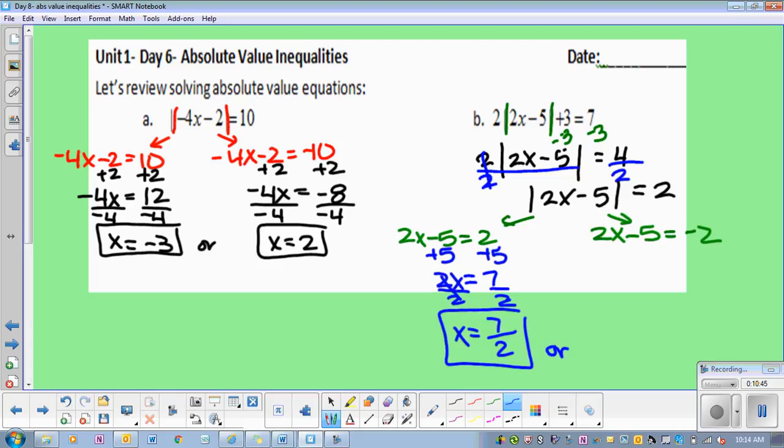Alright. And on the other side, add the 5. So you have 2x equals negative 3. And then when you divide it by 2, x equals negative 3 halves.